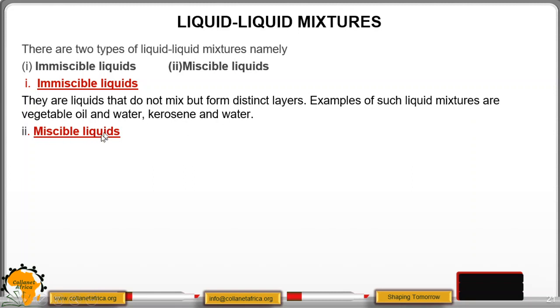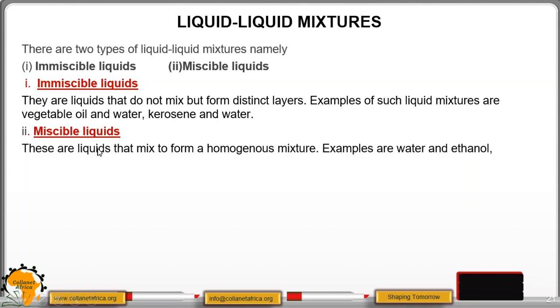While miscible liquids are liquids that mix to form homogeneous mixtures. So there is uniform distribution of the molecules of the liquids. Examples are water and ethanol mixture. Then we have water and milk mixture.